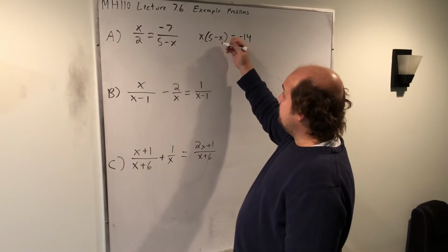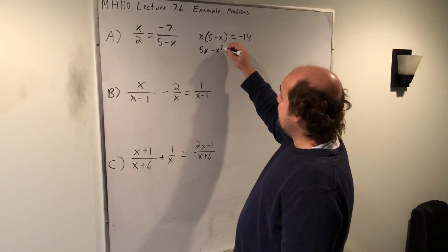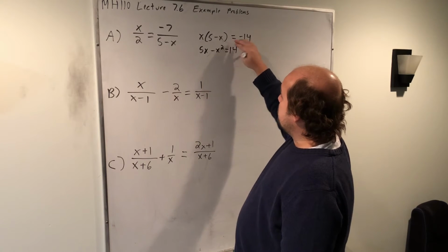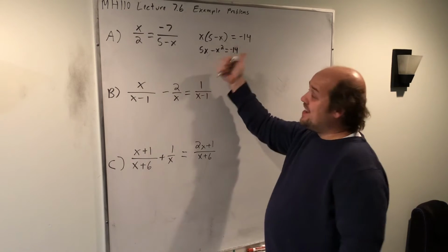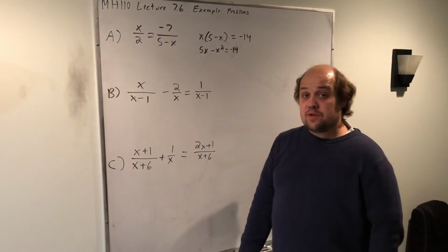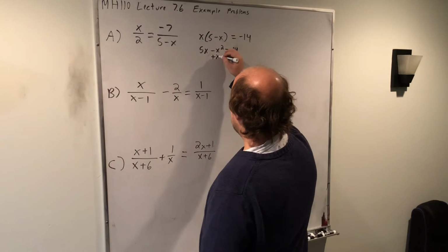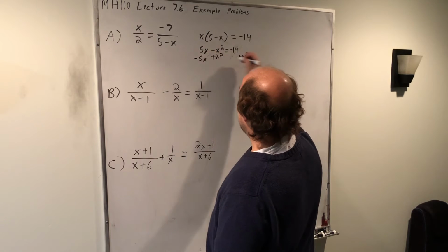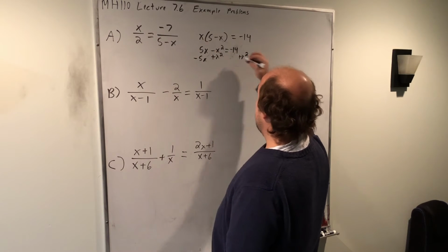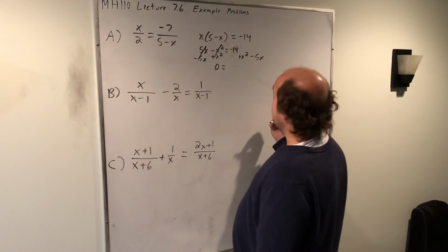X times 5 gives me 5x. X times -x gives me -x squared. All still equal to -14. I'm going to take everything to this side and set it equal to 0 so that I have a positive x squared term. So I do plus x squared here, plus x squared here, minus 5x here, minus 5x here. On the left-hand side, these both go away and leave me with 0, which is what I was looking for.